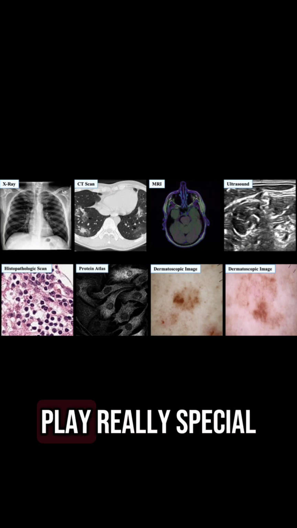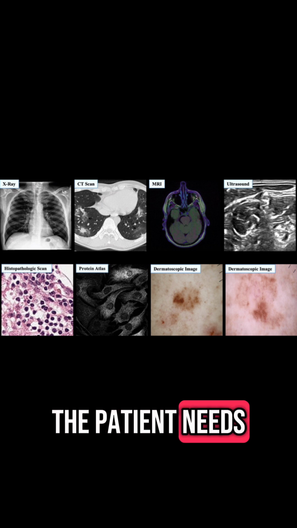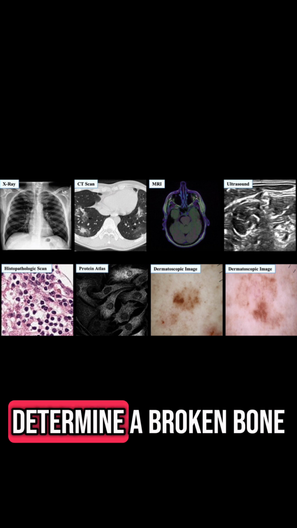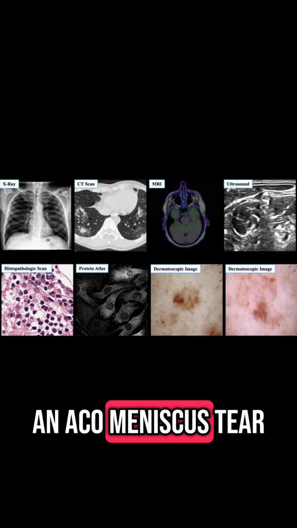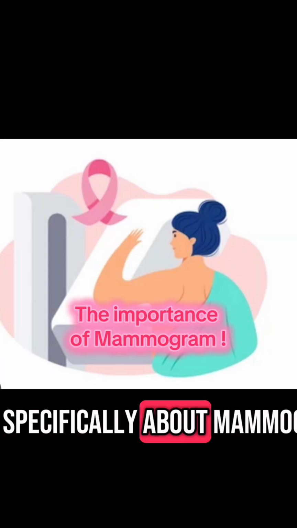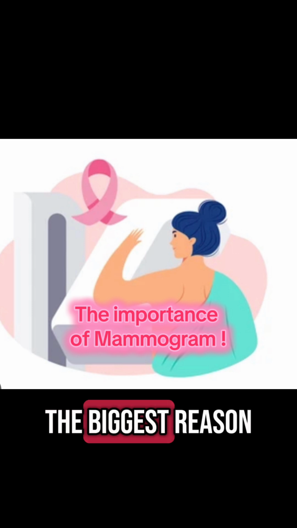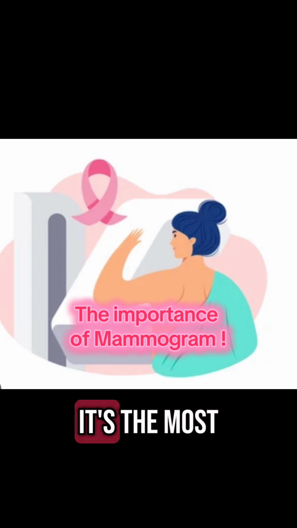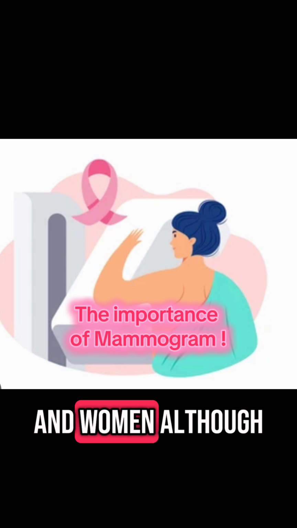All these modalities play a really special role in medical imaging, but it really depends on what the patient needs, whether that be x-ray to determine a broken bone or fracture, or MRI to determine an ACL or meniscus tear. Today we're going to talk specifically about mammogram and why it's so important when it comes to women's health. The biggest reason why it's so important is it's the most effective way for determining breast cancer in women.